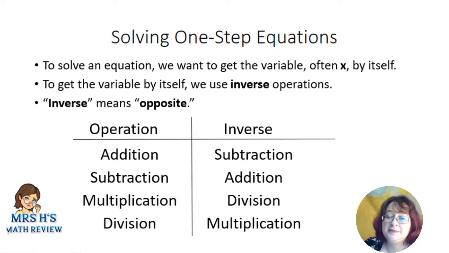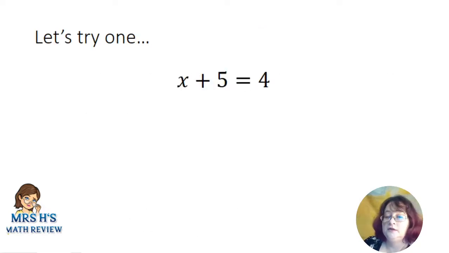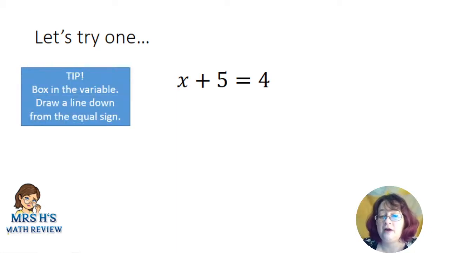So let's try some examples. So here we have x plus 5 equals 4. Now, anytime I start to solve an equation, the first thing I do is I box in the variable. Not something you have to do, but this is a trick that can really help us out, because that reminds us what we have to have by itself. We want to get rid of what's outside the box.